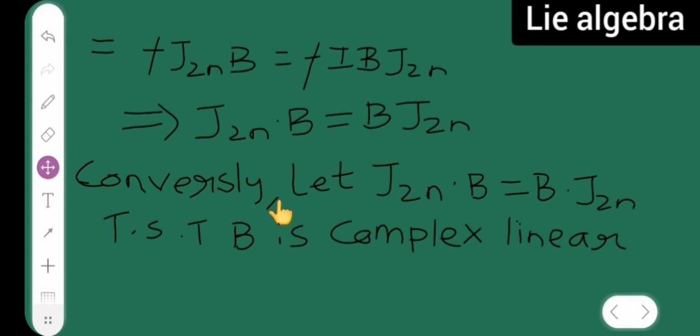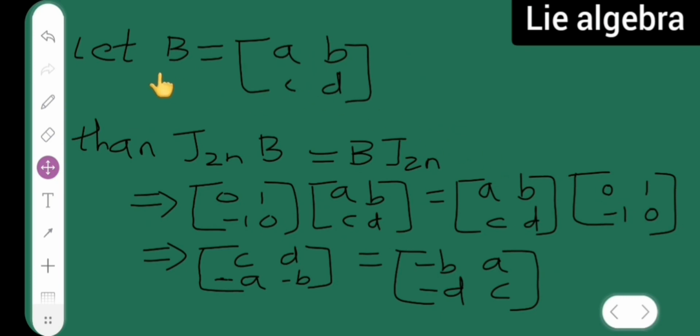Now I have to prove the converse part. Let j to n into B be equal to B j to n. Using this I will prove that B is complex linear. Now to show that B is complex linear, what am I supposed to do? Let B be the matrix A, B, C, D. Then j to n of B is equal to B j to n. What is my j to n? It is nothing but the matrix 0, 1, minus 1, 0, multiplied with B, which is A, B, C, D. Now this is equal to B into the j to n matrix.